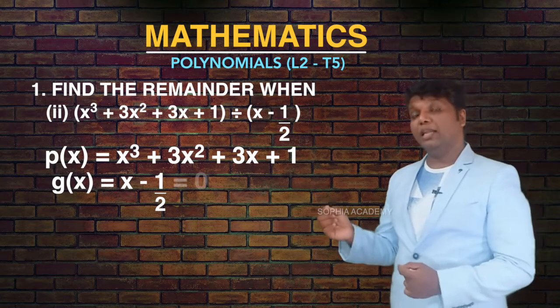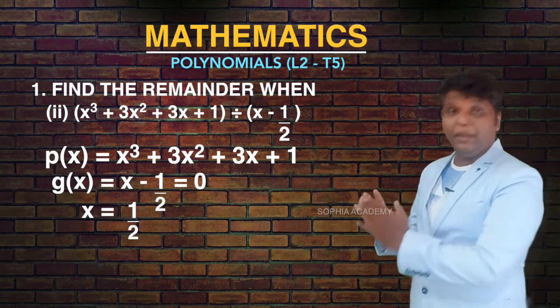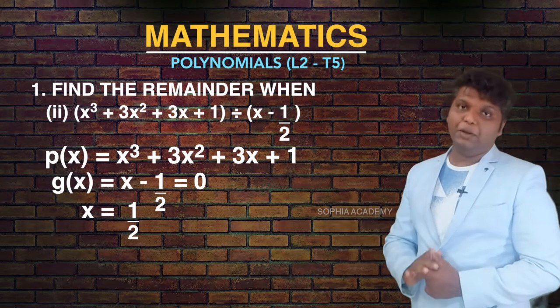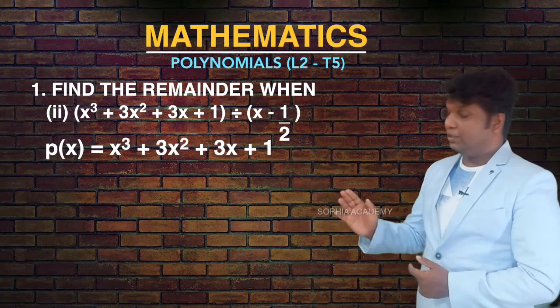Now x minus 1 by 2 is equal to 0. Therefore x is equal to 1 by 2, right? So you have to check p of 1 by 2. Whatever value you get while checking p of 1 by 2, that will be the remainder. So p of 1 by 2 is equal to, first of all, it is x cube.